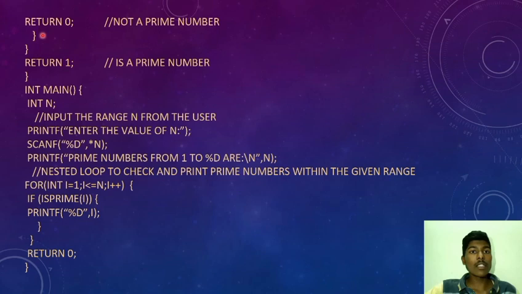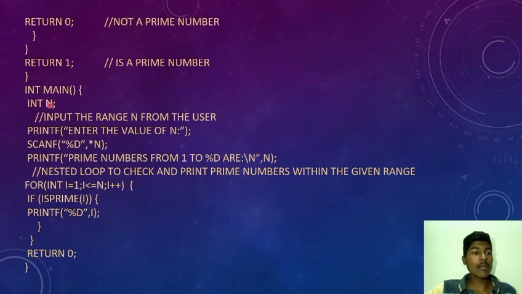Where it checks the condition. If it is false, then it returns 0 and it is not a prime number. Close brace, close brace. Next, return 1. If the condition is true and executed, it returns 1, then it is a prime number. Close brace, int main, open brace, int n.